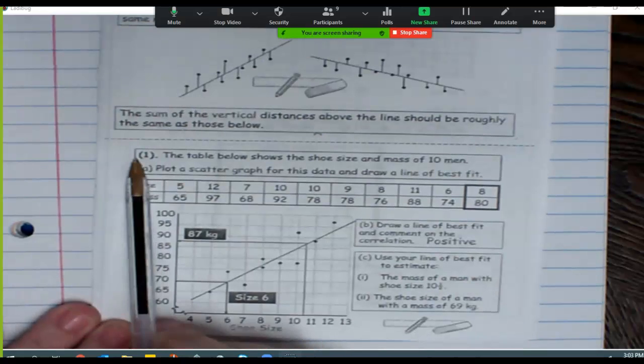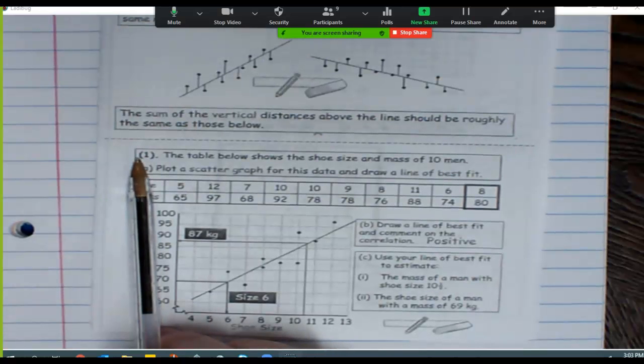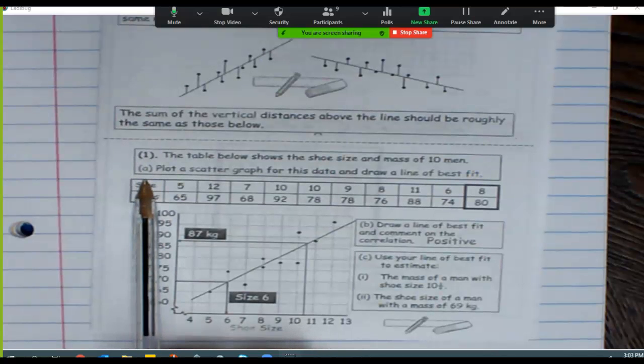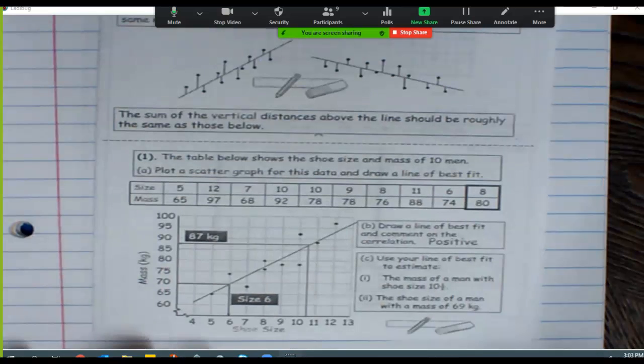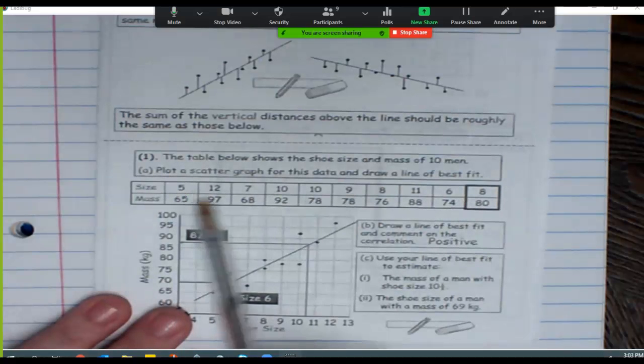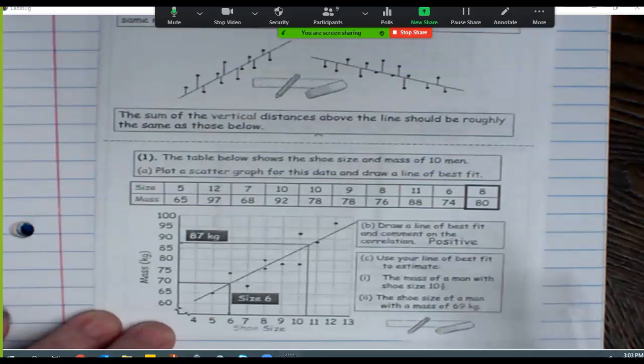So, number 1, the table below shows the shoe size and mass of 10 men. Problem A, draw a scatter plot for this data and draw a line of best fit. So what they had to do is they took all of this data, made them into ordered pairs and plotted the dots. They plotted the points right here.